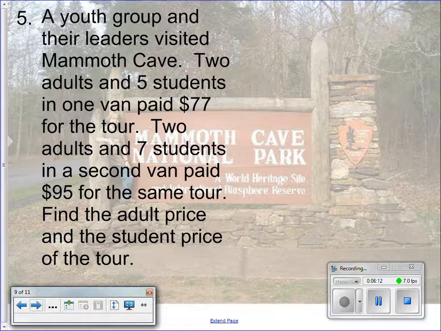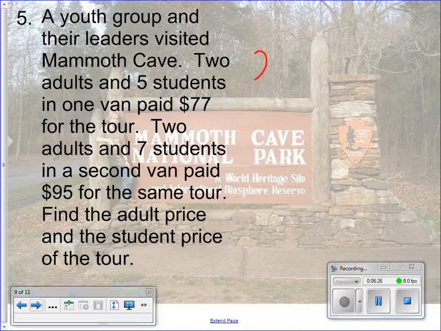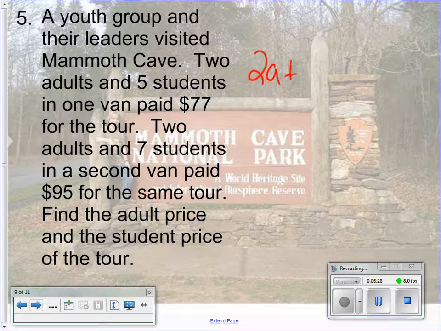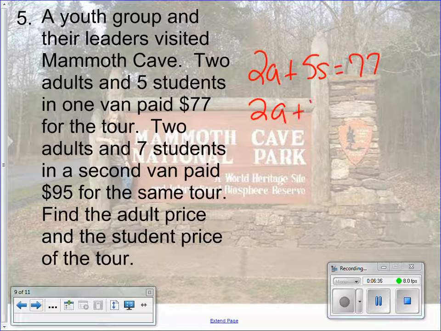A youth group and their leaders visited Mammoth Cave. 2 adults and 5 students in one van paid $77 for the tour. 2 adults and 7 students in the second van paid $95 for the same tour. Find the adult and student price. So it says 2 adults plus 5 students equals $77. And the other one had 2 adults and 7 students, and they paid $95.